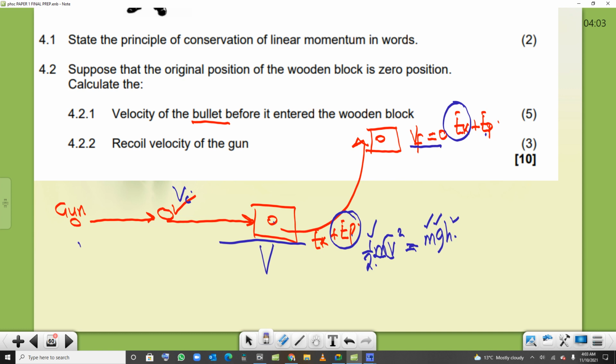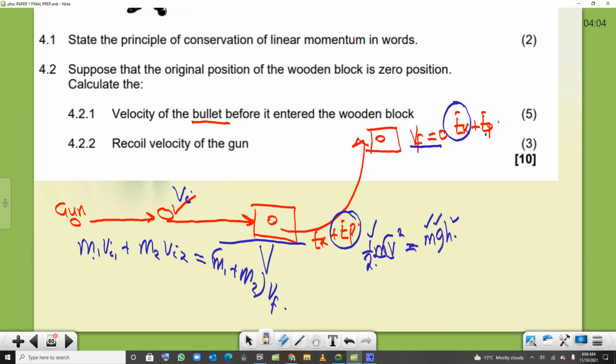Now I can come and say m1 vi1 plus m2 vi2 will be equal to the bullet-block system, m1 plus m2, vf. This is the most important section. It's interpretation that matters now.